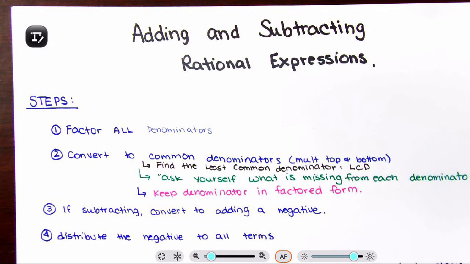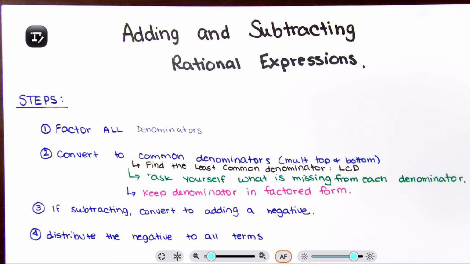So just like when you were adding and subtracting regular fractions, you're going to convert the denominators to like denominators. Find the least common denominator, the LCD. You're going to multiply everything in top and bottom, and you're going to ask yourself, what is missing from each denominator? You're going to keep the denominator in factored form. So once you factor it, you're going to make the denominators the same and keep the denominator factored.